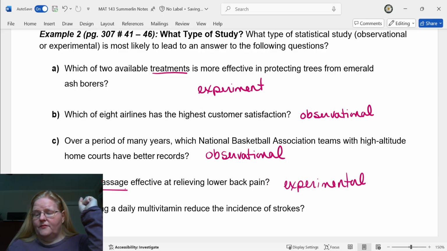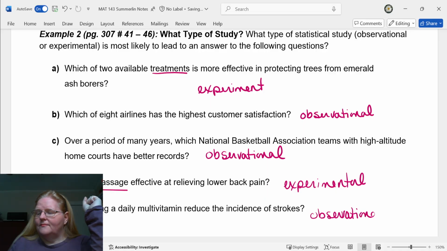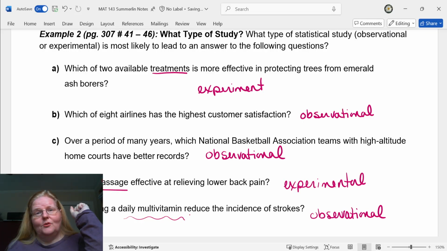Does taking a daily multivitamin reduce the incidence of strokes? Experimental or observational? Everybody and their brother thinks this one is experimental. It is not. It is observational. Why? Because when I ask you what the treatment is, you're going to tell me it is taking a daily multivitamin. And I'm going to ask you, how do you know if it works or not?